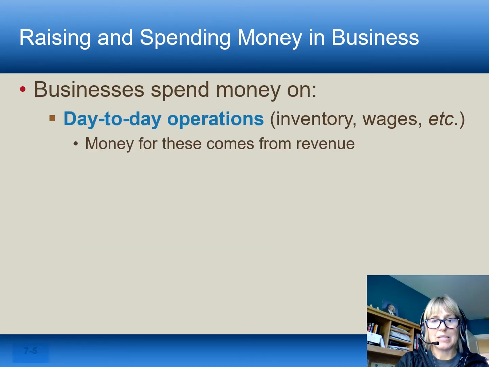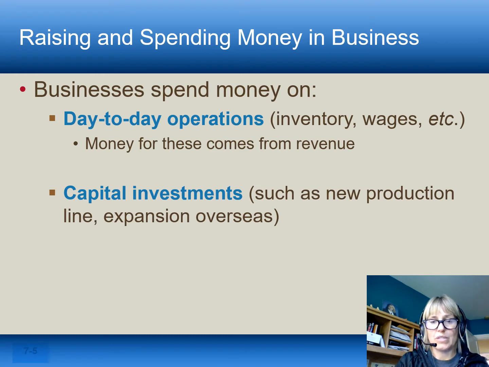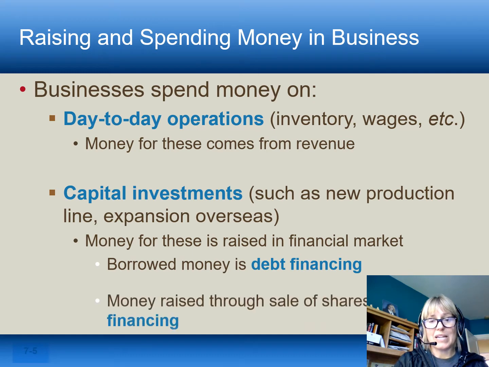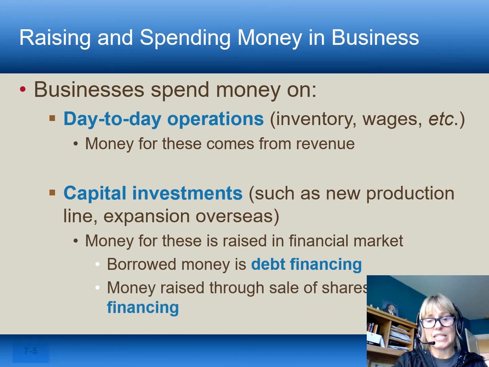So raising and spending money in business. Basically, businesses have two different prime modes of spending money. One would be operating, so inventory, wages, all those things that you need to run every single day. And then capital investments, which are long-term investments for the business to grow. So those key assets and expansions that need to happen. Day-to-day operations typically come from revenue, basically profits. They can also come from working capital financing, which we discussed in the last chapter. But capital expansion is definitely where you go out to the financial market and get money from others, because you need a significant amount of money usually for these types of investments. Borrowed money is debt financing, and money raised through the sale of shares is equity financing, just to clarify how we use those two terms.